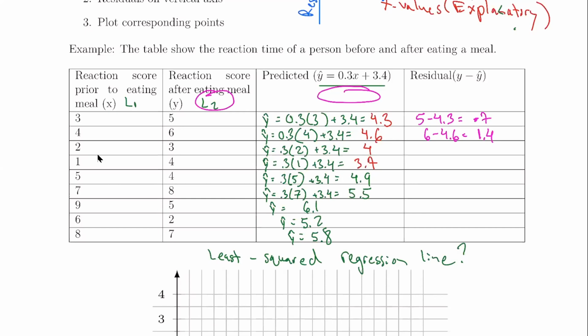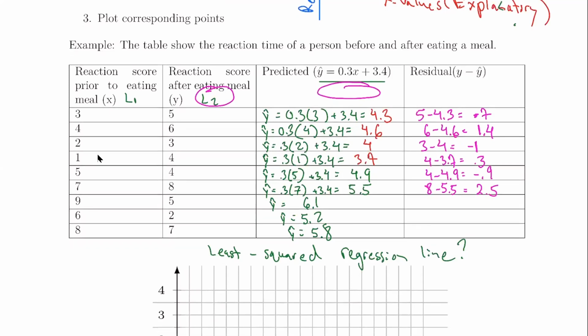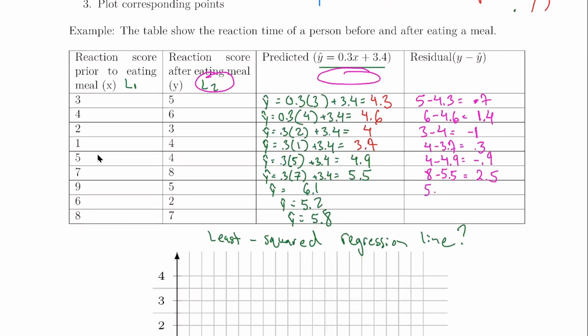Next one you want to do is 3 minus 4, and you get negative 1. Then you want to do 4 minus 3.7, and you get 0.3. Then we could do 4 minus 4.9, and you get negative 0.9. Then we could do 8 minus 5.5, and that's 2.5. Then we could do 5 minus 6.1, and this is equal to negative 1.1.